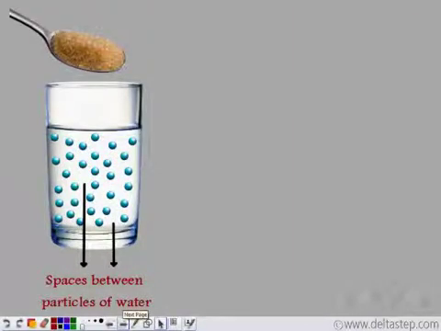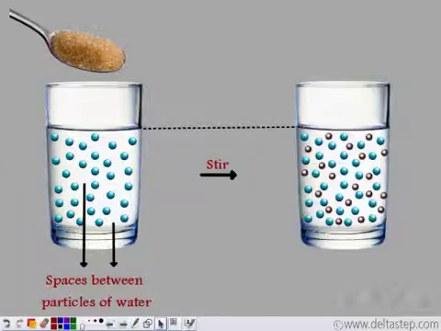That is why when you add sugar to a glass of water, you see that the level remains the same. The level of water does not increase. Why is this happening? Because these are the particles of water. They have spaces in between them. So when you add sugar to this glass of water, these sugar particles take up the spaces that were present in between the water molecules. That is why the level of water remains the same. This indicates that there are spaces in between the particles of matter.